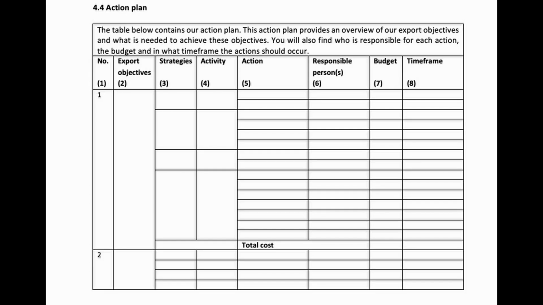Here you refer back to the export objectives, what kind of strategies you've developed using that SWOT matrix, what kind of activities are associated with those strategies, and what kind of particular actions need to be taken. And that can be very detailed, such as I need to go to a photographer to get high quality pictures from the countryside that I can then use for my website. Also list the responsible persons for it, allocate some budget, and look at the time frame of the actions.